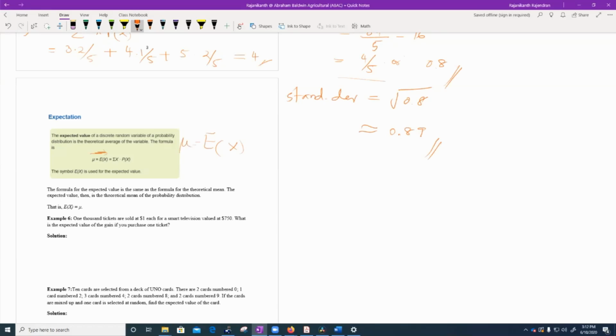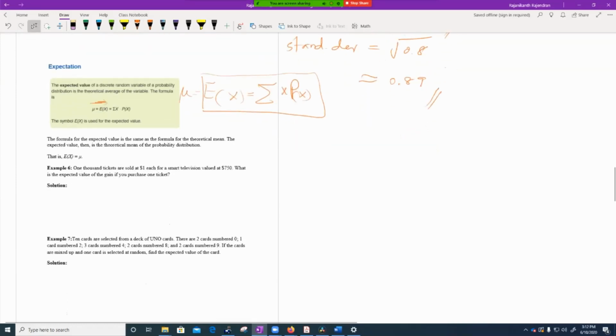So we know how to find mu. The mu formula is simply the sum of the product of x and p(x). Therefore, the expected value of any discrete random variable is simply given by the summation of x times p(x). In other words, that is nothing but the mu, the mean. The formula for the expected value is the same as the formula for the theoretical mean. The expected value then is the theoretical mean of the probability distribution. In other words, E(X) is mu.